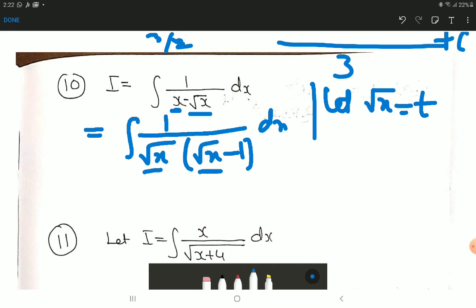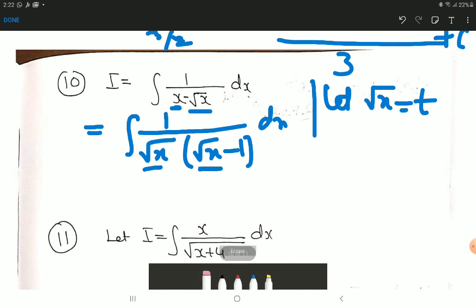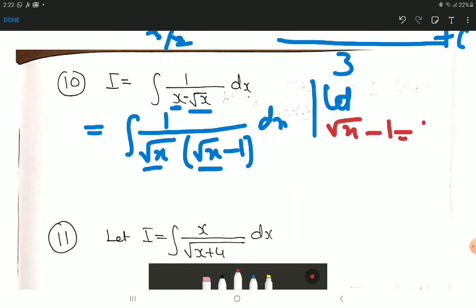So better take the biggest quantity as t. So I should take that, which will be better. Although I can do with root x taken as t also, it is better to take root x minus 1 as t.